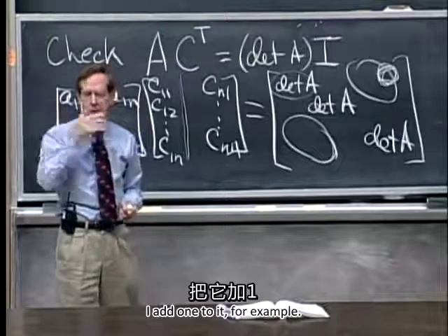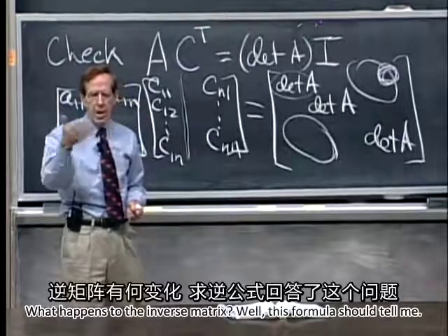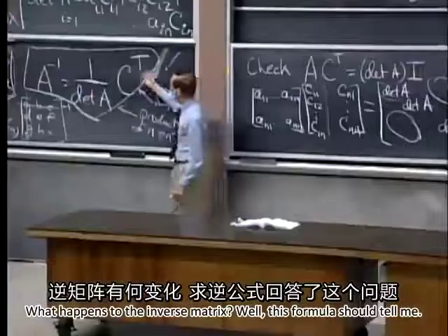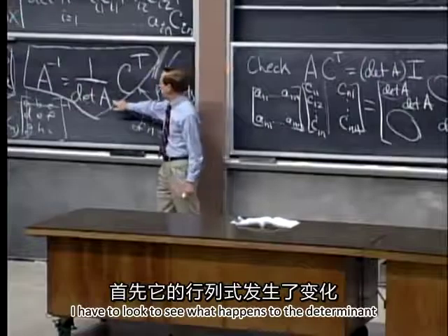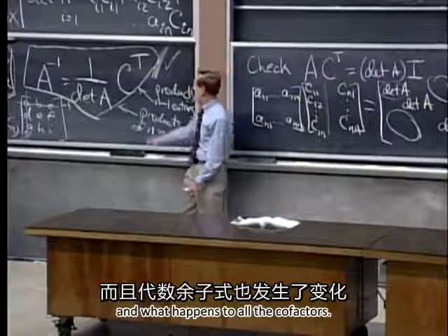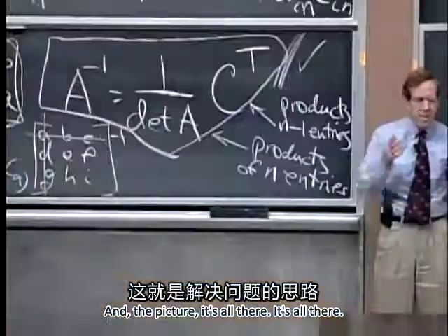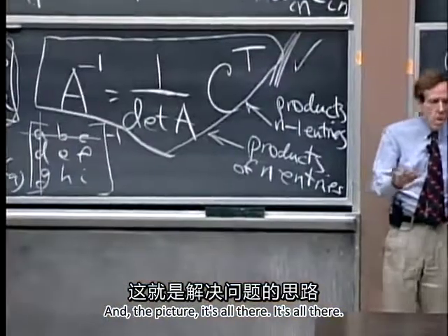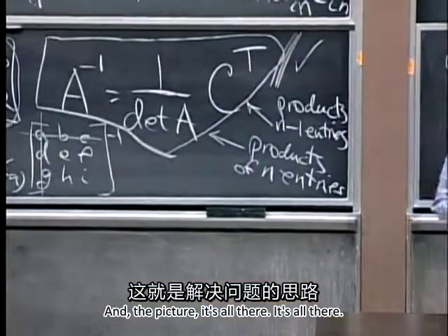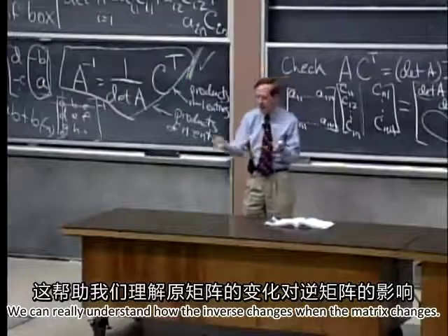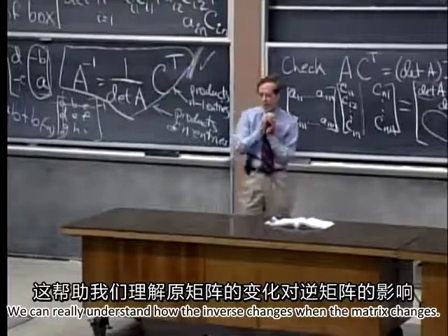I add 1 to it, for example. What happens to the inverse matrix? Well, this formula should tell me. I have to look to see what happens to the determinant and what happens to all the cofactors. And the picture is all there. We can really understand how the inverse changes when the matrix changes.